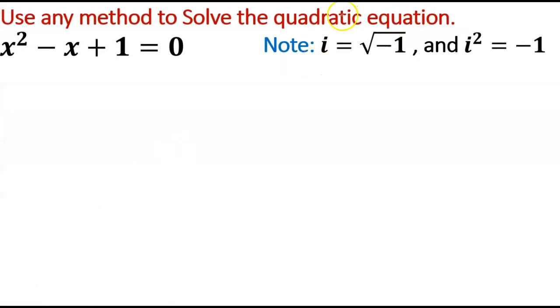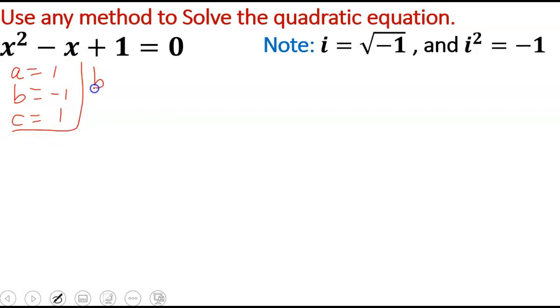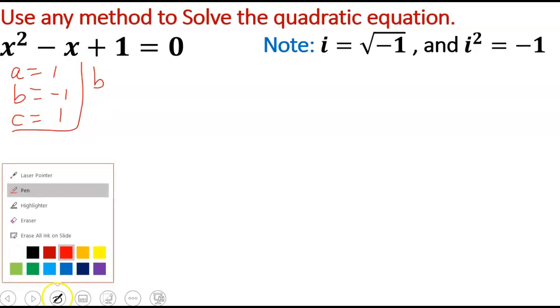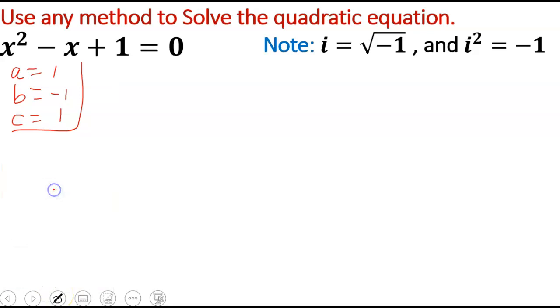So now, solving the quadratic, you can use any method you want. But here, if you try to factor, you can't find a number because it's going to come to an imaginary number. So the easiest one to use will be the quadratic formula. So our A is 1, our B is negative 1, and our C is 1 because it's already set equal to 0. Okay, let me just write the whole equation here.